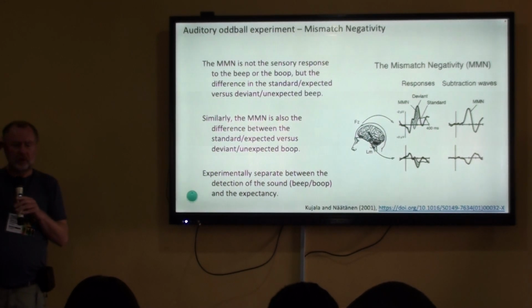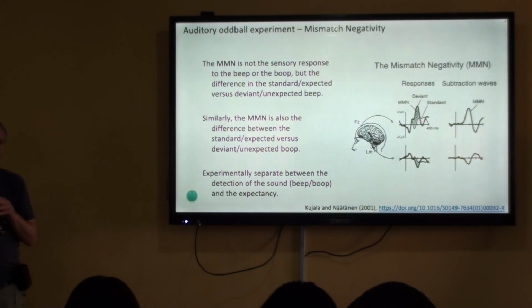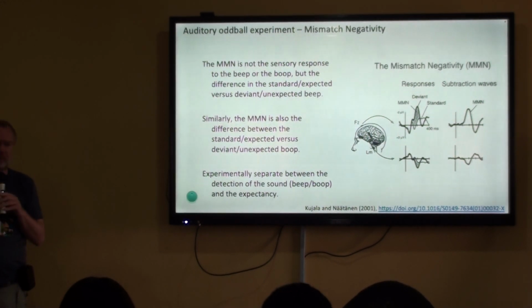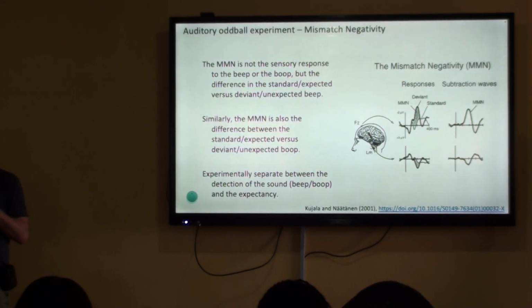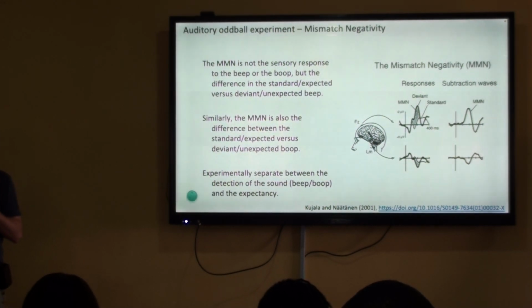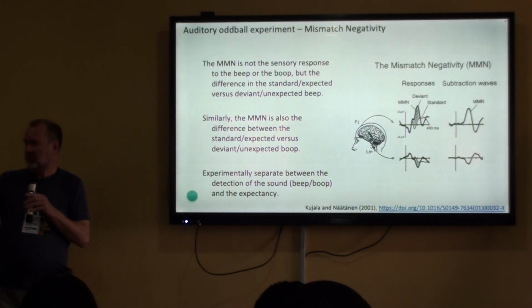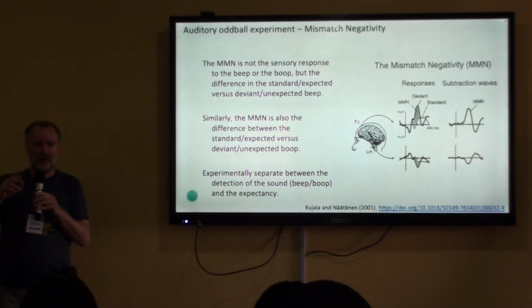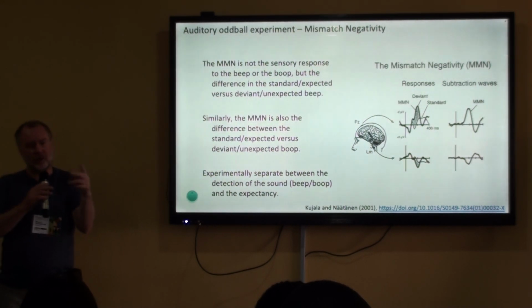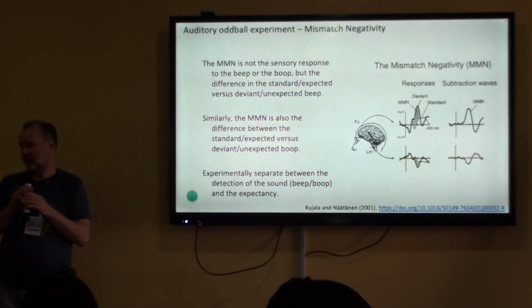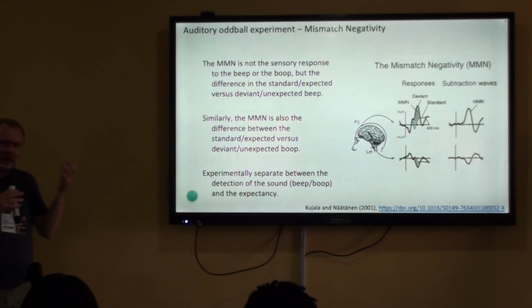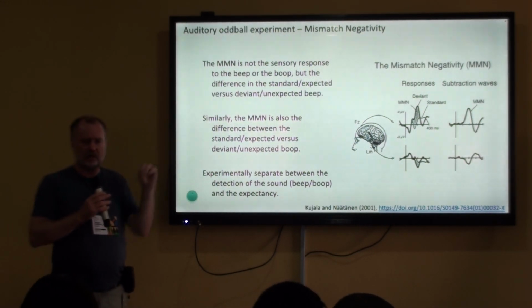So this experiment is called an auditory oddball experiment, and it elicits a mismatch negativity. The mismatch negativity is not the sensory response to the beep or to the boop, but it's the difference in the standard expected versus the deviant or the unexpected stimulus. But the mismatch negativity is also, so if the beeps are unexpected and the boops are expected, then the mismatch negativity is the difference between them. But the mismatch negativity is also the difference the other way around, depending on which one is expected and which one is unexpected.